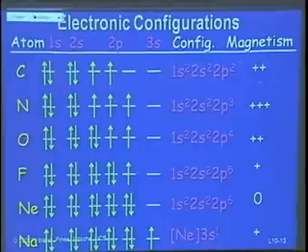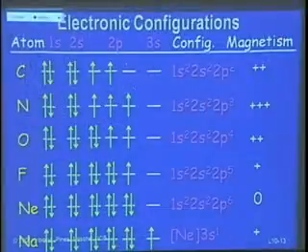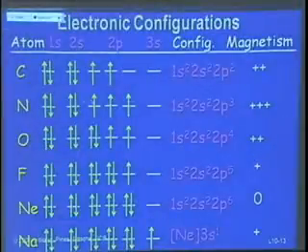Now we go to nitrogen. Nitrogen is element number 7. We have 2, 4, 6, 7 electrons. So the last one, we fill in the third free p orbital. Okay, that's even more magnetic than this one, because you have 3 unpaired electrons.